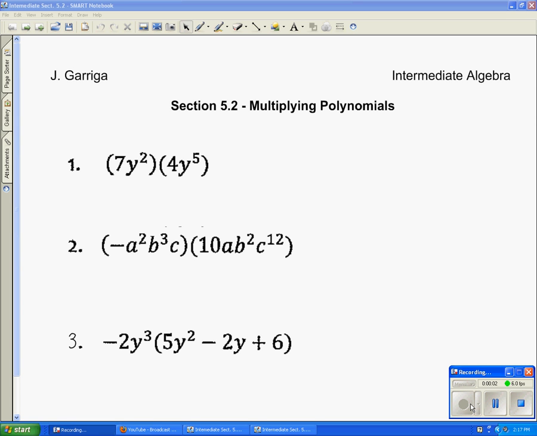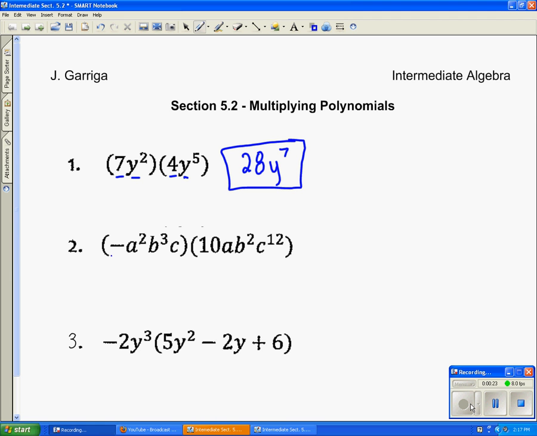Section 5.2 is multiplying polynomials. The first thing we're going to do is multiply the coefficients out front. 4 times 7 is 28. And when you multiply like bases, you add the exponents. So these both have a base of y. When you multiply them, you add the exponents.